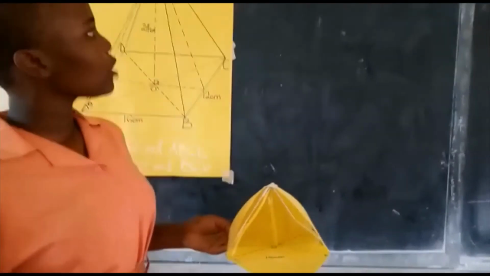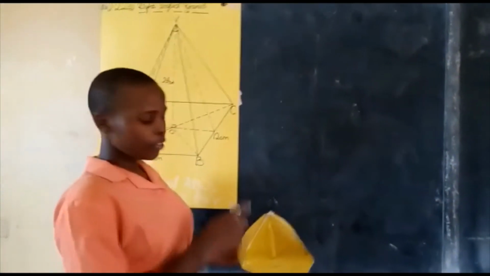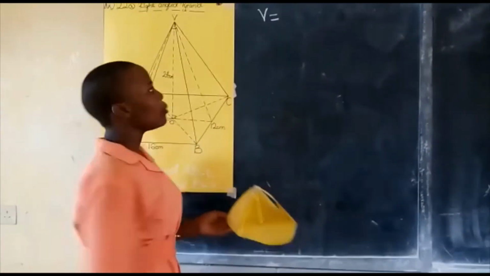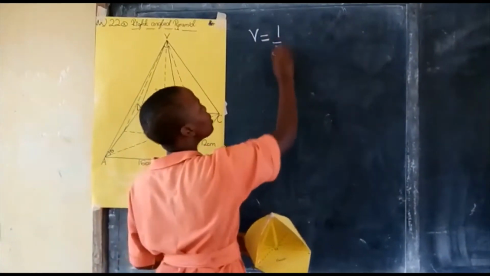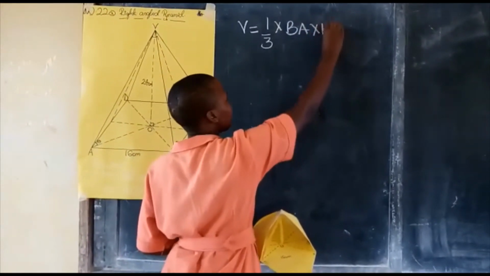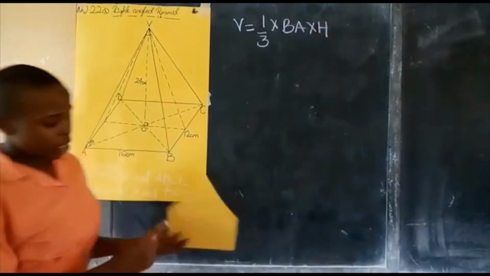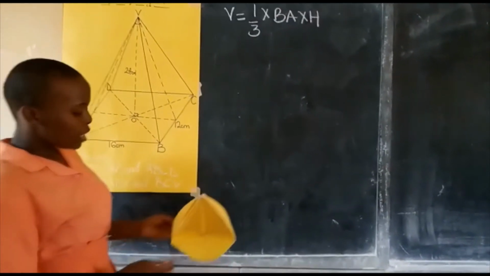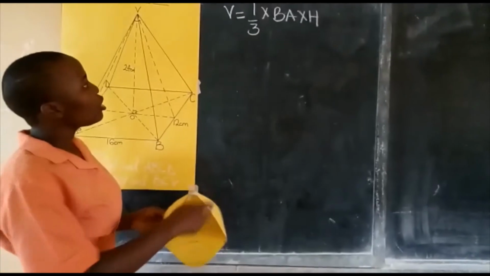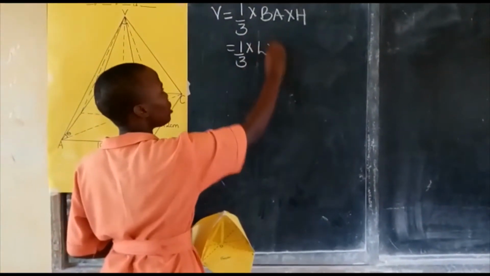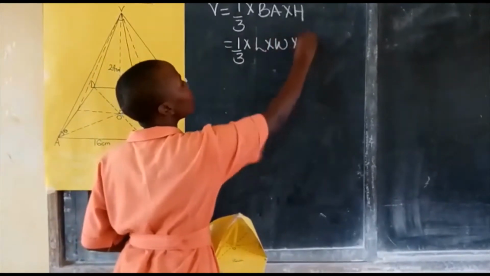So the first question is, we're supposed to find the volume of this pyramid, of which the volume is got from the formula, a third times the base area times the height. This is our base area ABCD, and this is our height. So the base area is a rectangle. Now we shall use this formula, length times width, since it's a rectangle.